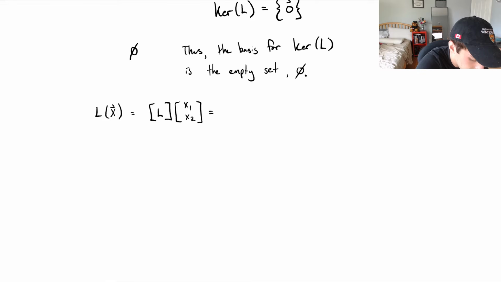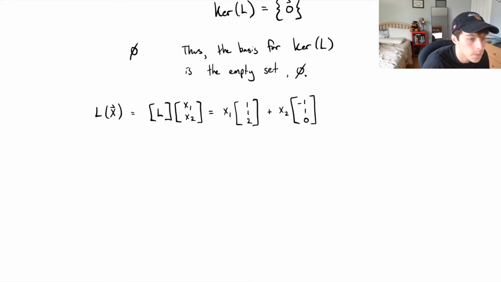Well, it'll be x1 by definition of matrix vector product, right? It's going to be the first column of L, which is going to be 1, 1, 2, plus x2 times, well, the second column of this standard matrix L we found, which was negative 1, 1, 0, right? And this is for some x1, x2, which are just some scalars, right?